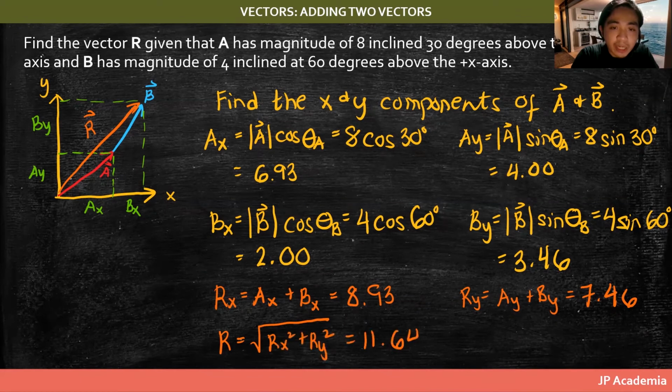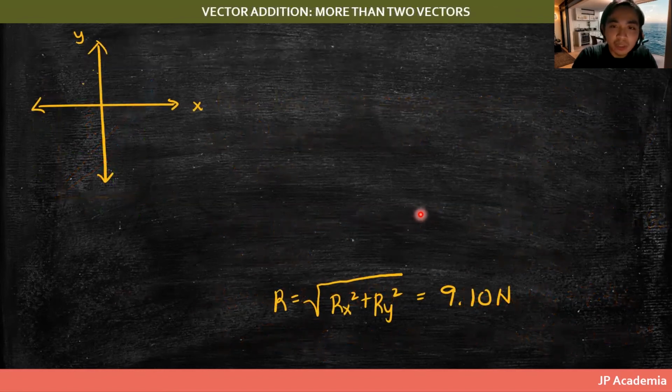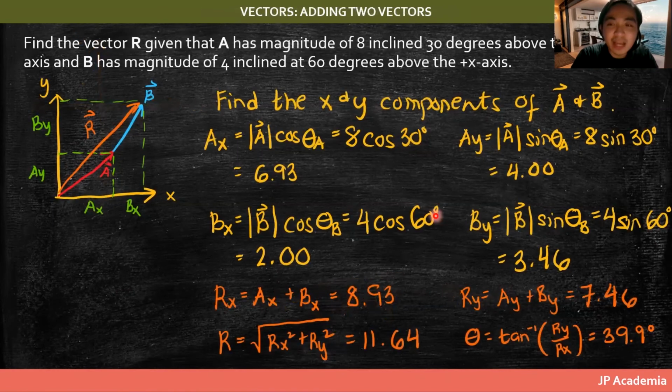Ngayon, pag nakuha mo na yan, we can easily get the magnitude of your resultant vector r. Based lang to sa Pythagorean theorem. So we have square root of r sub x squared plus r sub y squared. Yung sagot na to, so this is equal to 11.64. So magnitude pa lang yan. Kailangan mo ng theta for the direction of your resultant. So to get that, tangent inverse lang siya ng r sub y over r sub x. So itong dalawang components ng resultant vector natin, makakuha ka ng about 39.9 degrees. So that's it.